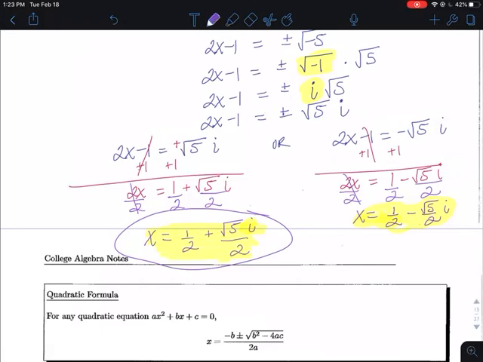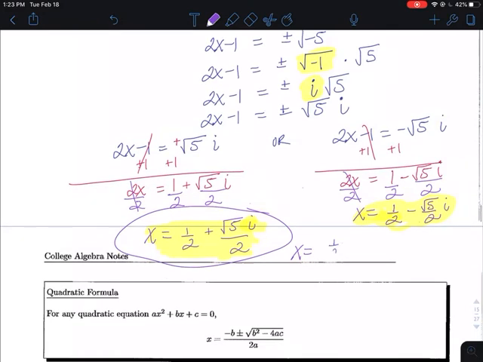So in my math lab, this is how you will have to type it in. They will give you the x equals. You will write 1/2 plus square root of 5 over 2i, comma. The other one would be 1/2 minus the square root of 5 over 2i.